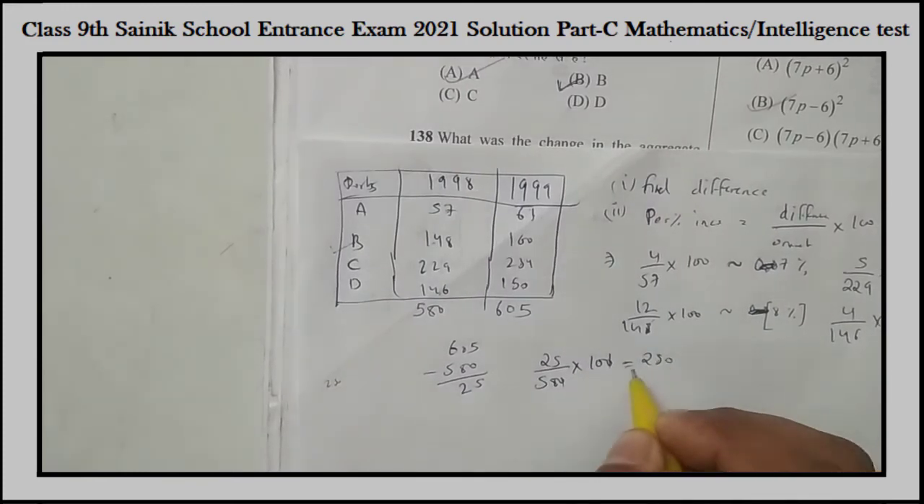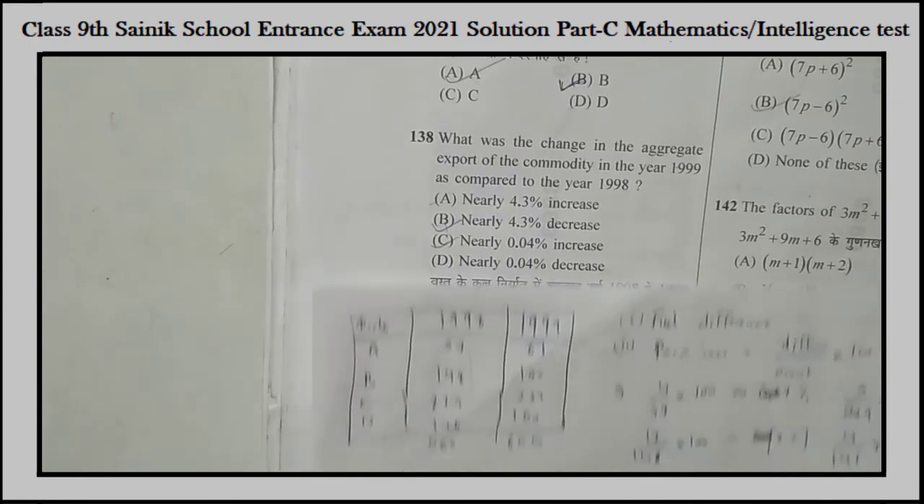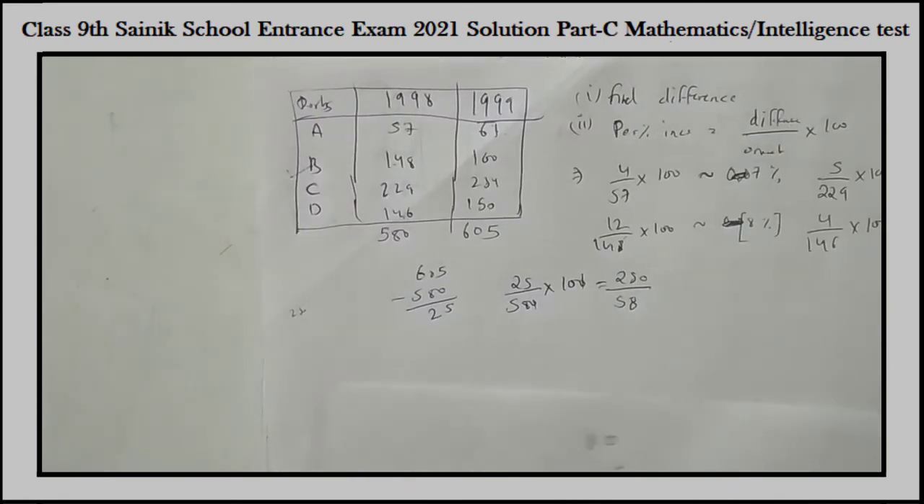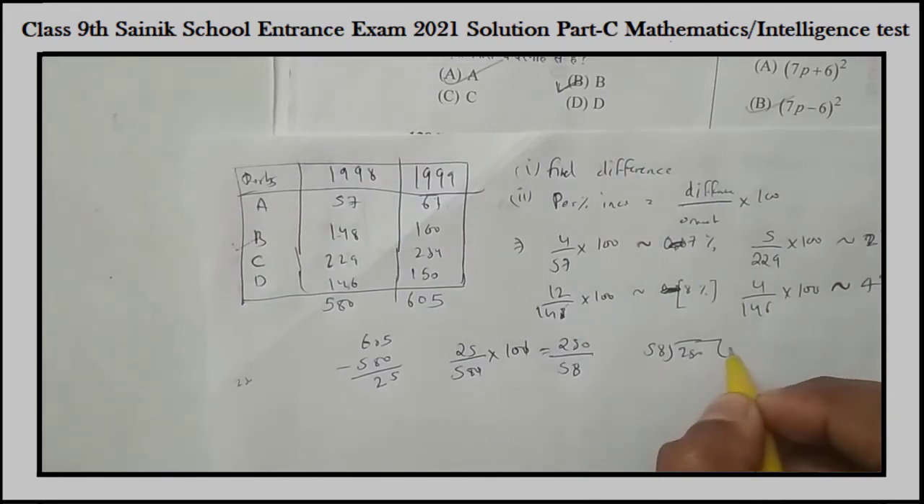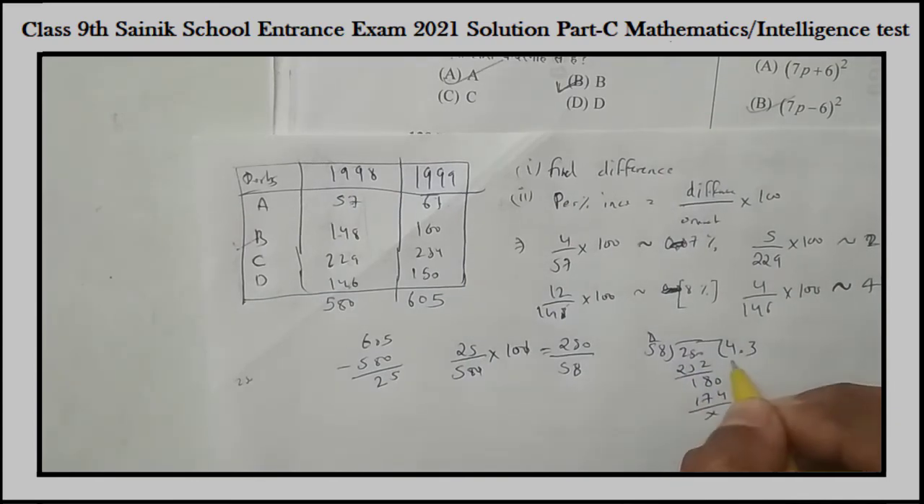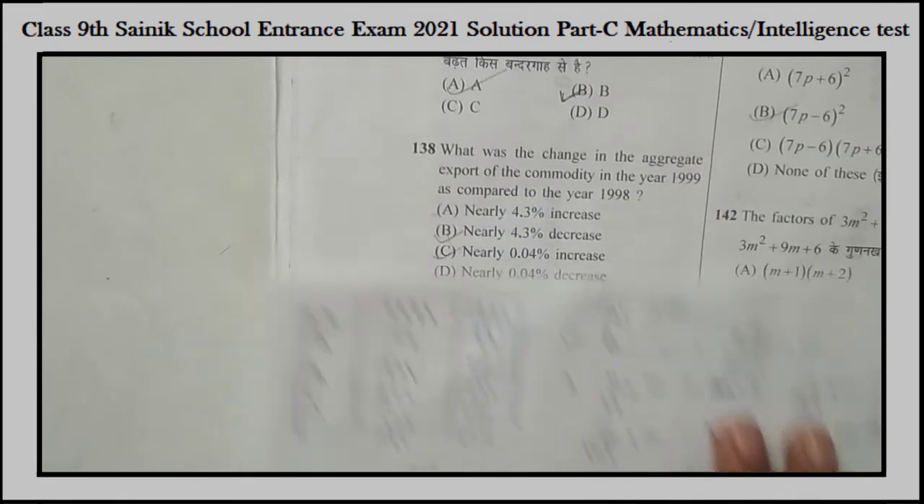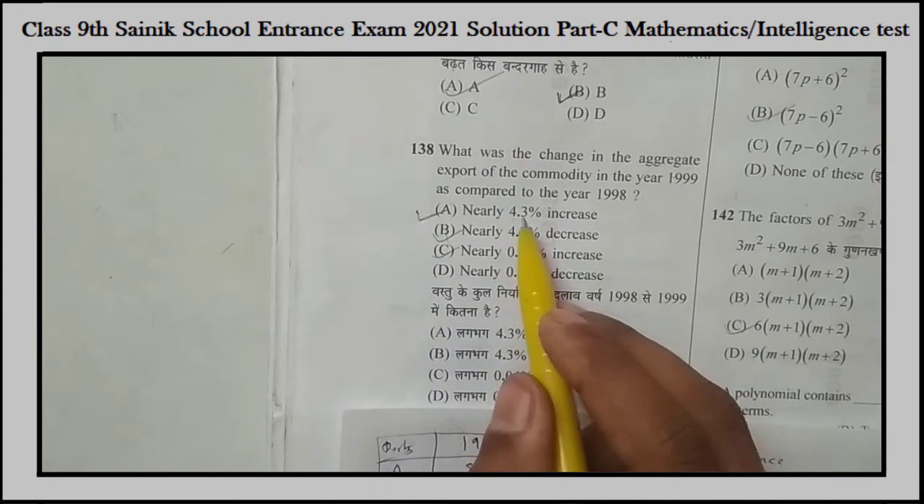250 divided by 58. So solving 250 divided by 58: 5 4s are 20, 8 4s are 32, and so on. Okay, so approximately the answer is 4.3% increase. So the correct answer is option A, nearly 4.3% increase.